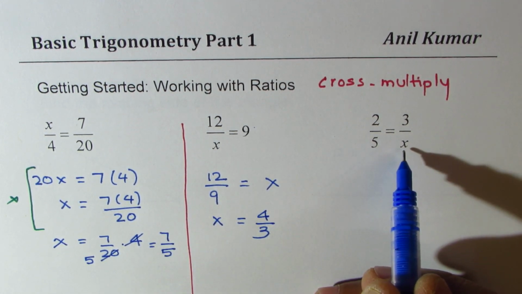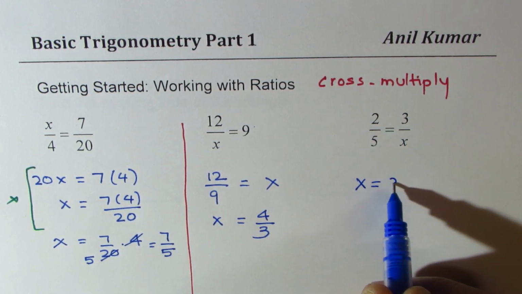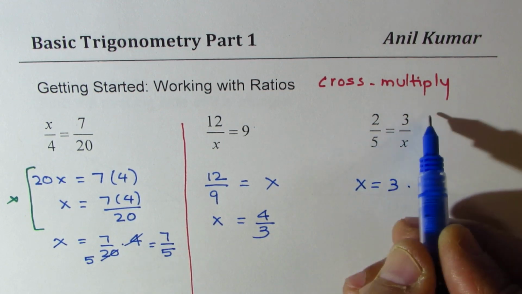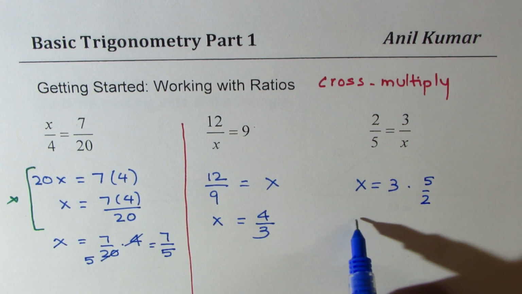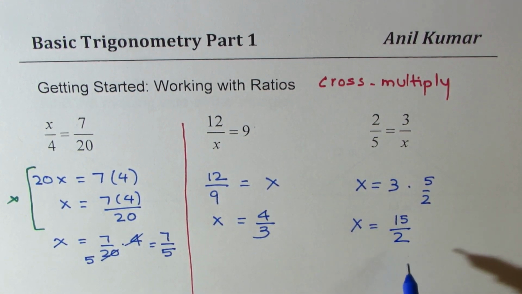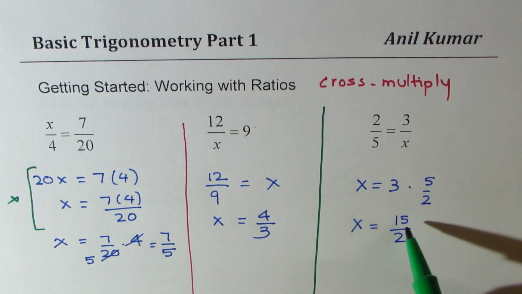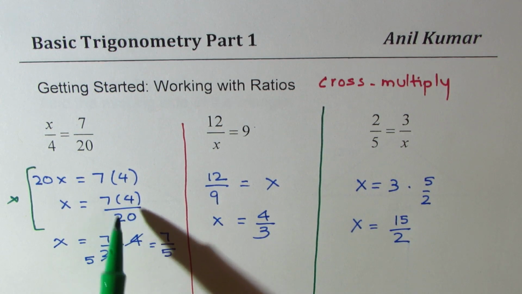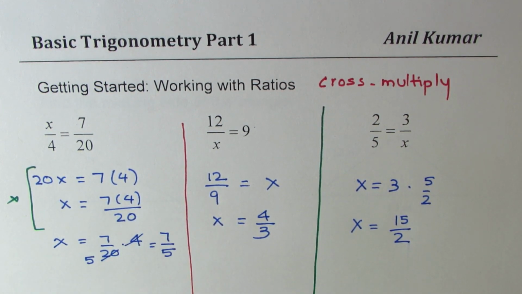In this example, x comes to the left side. On the right side, we already have 3. Now we bring these two terms, cross multiply. So we get 5 over 2, and that gives you x as 15 over 2. Is that clear? That is the way we are going to solve all our equations. We'll avoid the other kind of strategy, since it involves an extra step. I hope that is absolutely clear. So cross multiply, isolate x and solve.